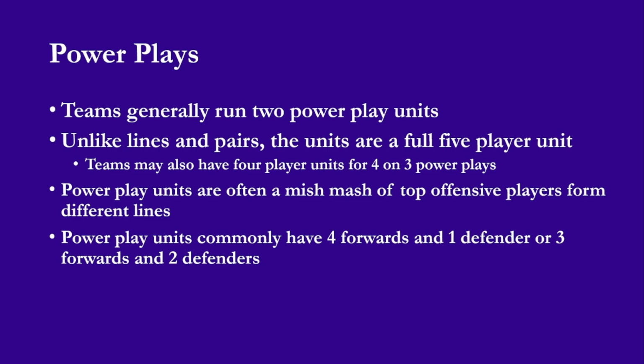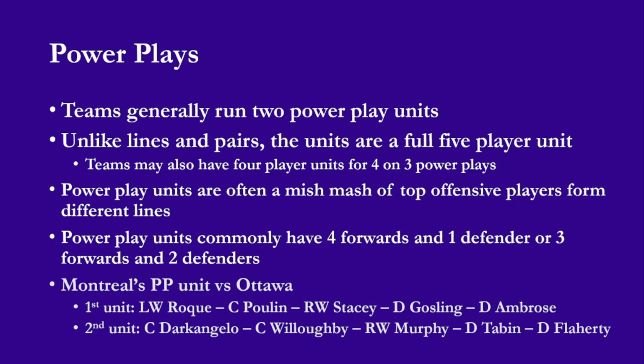Some teams, and I'll show the example of Montreal here in the next bullet, will play with 3 forwards and a 2-defender setup. I looked at one of the Montreal playoff games and found that they ran a top unit of Rock, Poulin, Stacey, and they also ran Gosling and Ambrose, 2 defenders. The forwards are their normal top line, and they use defenders from their second and third pair, although Gosling and Ambrose ended up playing with each other normally during the game quite a bit as well. So Gosling and Ambrose themselves are both very proficient offensive players from the defensive position.